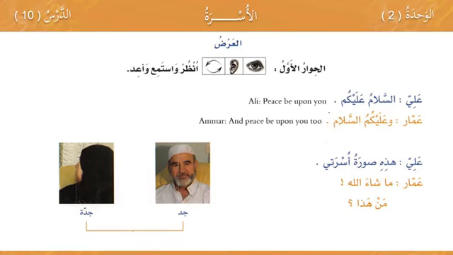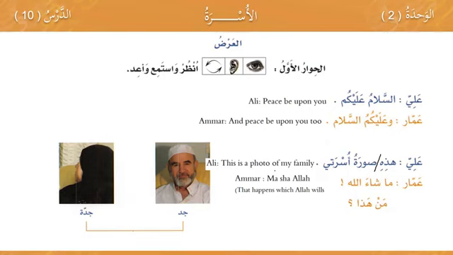So now you look at the translation. For example, Assalamu alaikum. We have learned about it. Peace be upon you, and wa alaikum assalam, and peace be upon you too. Hadihi, we have learned about hadihi. This is a demonstrative pronoun, or ismul ishara, and we use it to point towards something that is near and feminine. Suratu usrati, this is a photo of my family. And then Ammar says, Masha Allah, that which Allah wills. Whenever you look at something that you like, you always say mashallah about it.